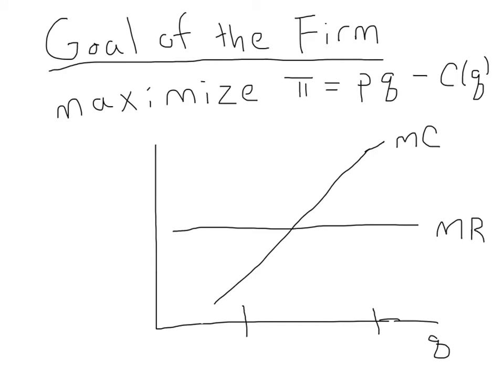The goal of the firm, just to make things as simple as possible for our first model, is always going to be to maximize profit. And profit, as I hope you remember, is just revenue, PQ, minus costs, C. So they want to maximize this profit. And to think about how to maximize, again, as economists, we want to think at the margin. We want to think about their marginal costs and their marginal revenue.